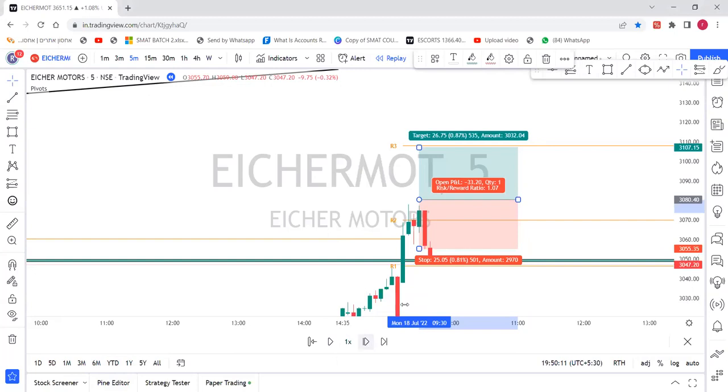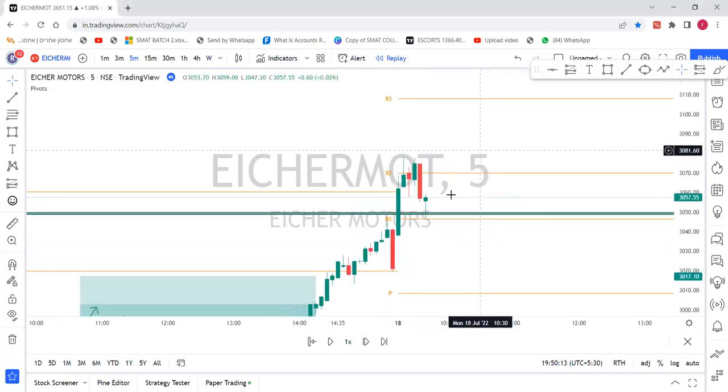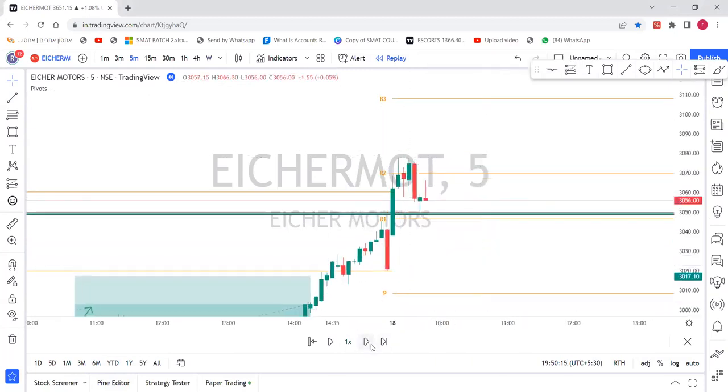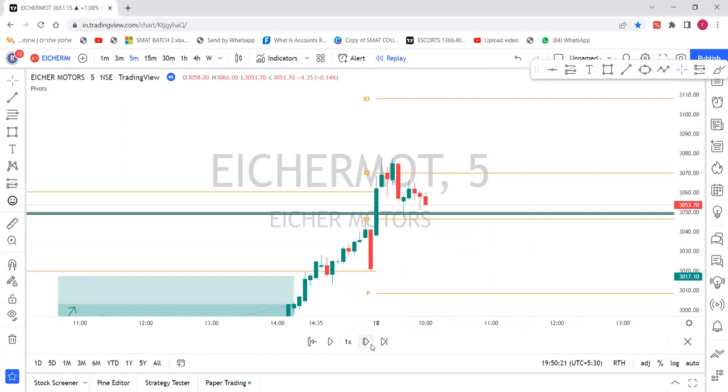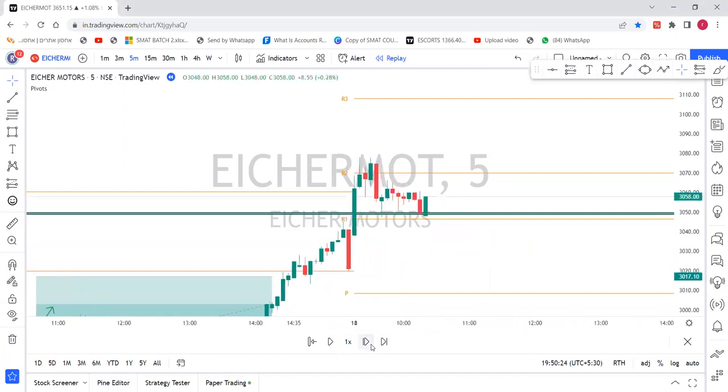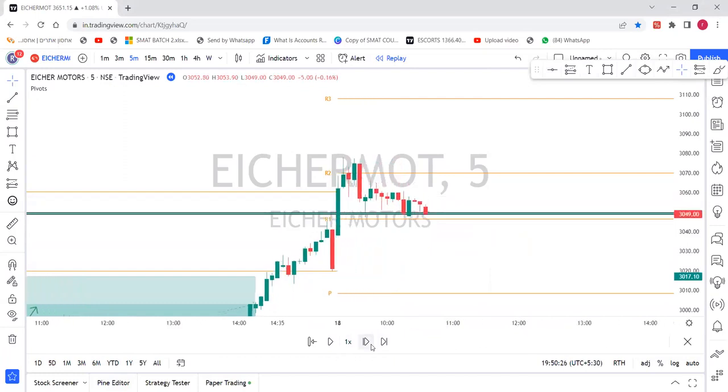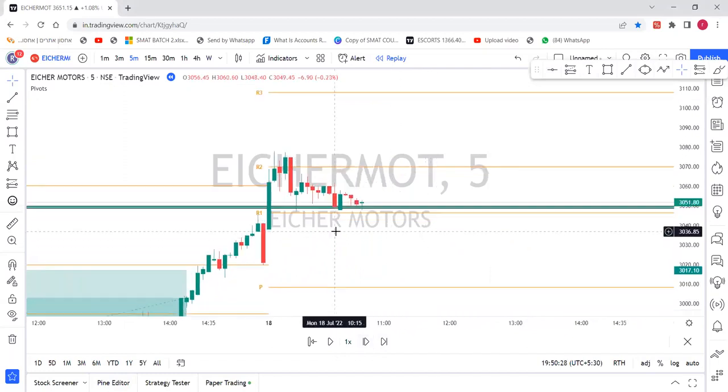Let's see what happens. We will wait for it. If this candle is closing upside again, next candle, here the downtrend is forming, I guess. Yeah, a small downtrend is forming. I'll wait for the level to break out and then I can go for the selling side.